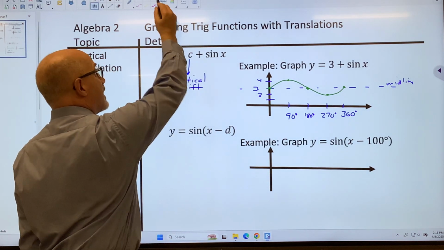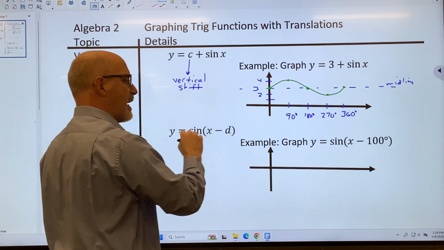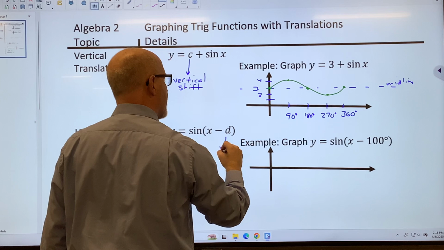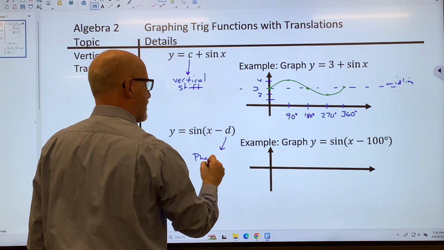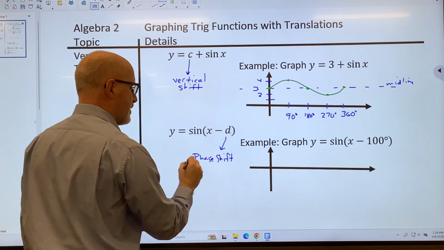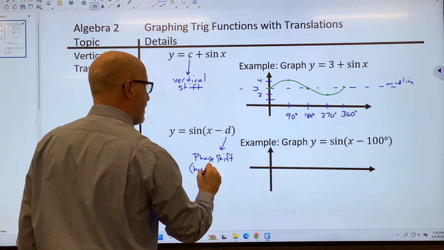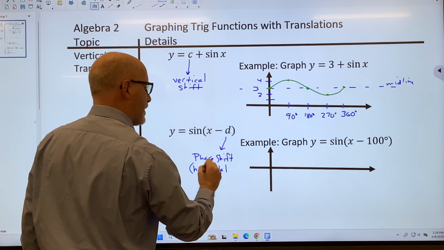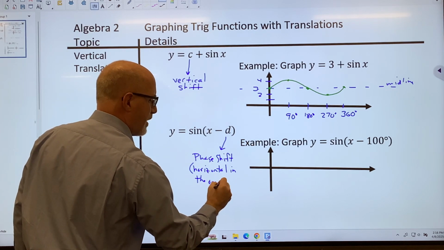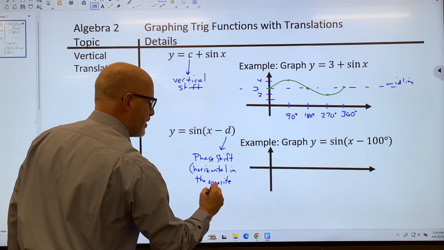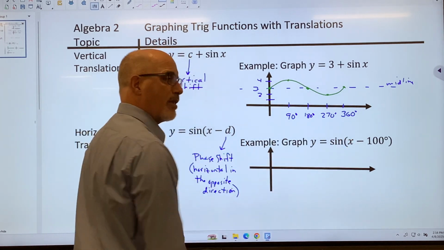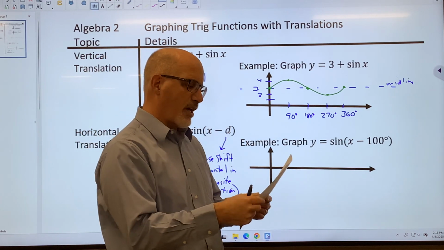Now we're going to do the same thing here, only now we're going to look on the inside and deal with a horizontal shift. We call a horizontal shift a phase shift. That's oftentimes the phrase we will use, a phase shift. So this is horizontal, in the opposite direction. So just a reminder, what that means is we're not going to do this one in the negative direction like that would seem to imply. We're going to go in the positive direction 100 degrees.